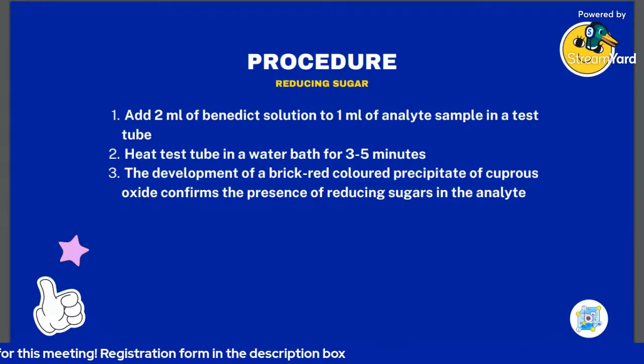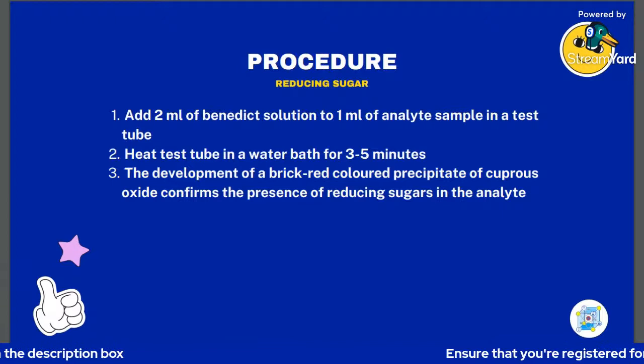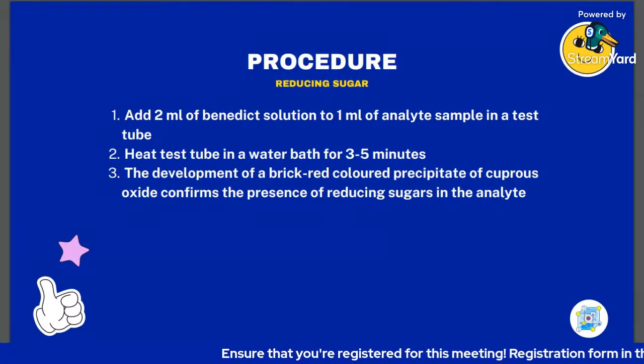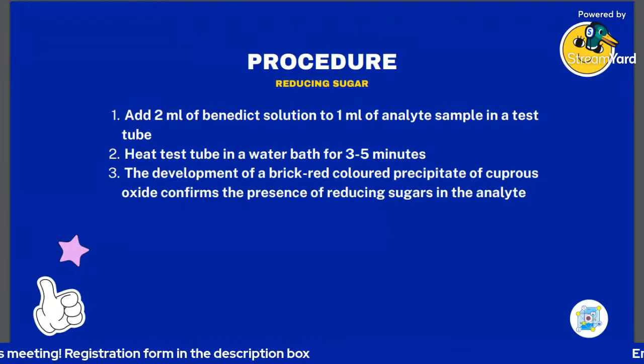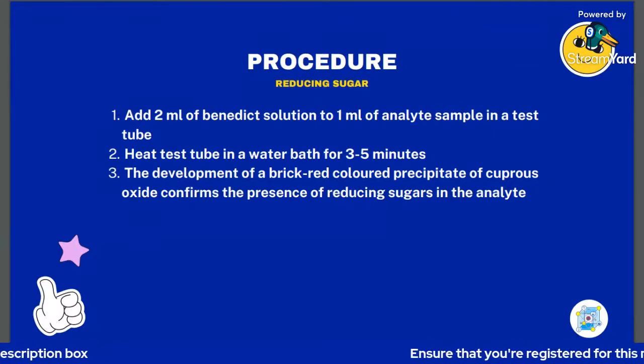So how we're going to carry out the test itself, we're going to add 2 mLs of our Benedict's solution to approximately 1 mL of our analyte in a test tube. We're going to heat it in a water bath for 3 to 5 minutes, and then we're going to observe for a color change as well as a precipitate forming in the test tube.